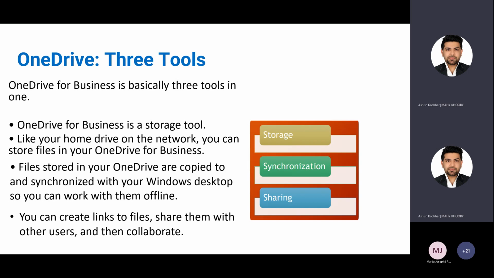So files stored in your OneDrive are copied and synchronized with your Windows desktop, so you can work with them offline as well. That means if you have already enabled the sync between your system files and OneDrive online, then whenever you do not have internet, you can still access those files. If files were already copied to your OneDrive online, you can directly read those files, or even work on them offline.